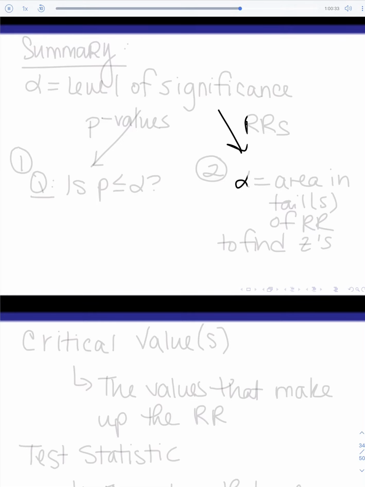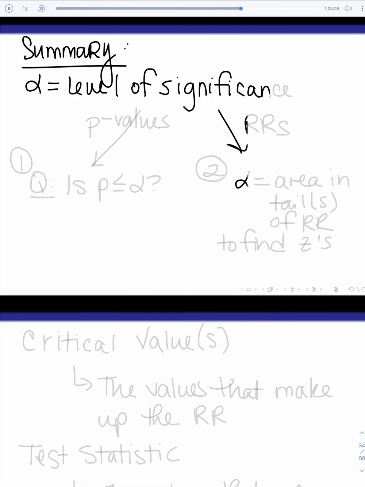So just to give a quick summary of the vocabulary terms you may hear throughout this chapter: alpha is your level of significance. It's used no matter what, depending on which kind of test you're doing. If you're doing your p-values, the first way of doing this, you're always going to use it as part of your question: is p less than or equal to alpha?